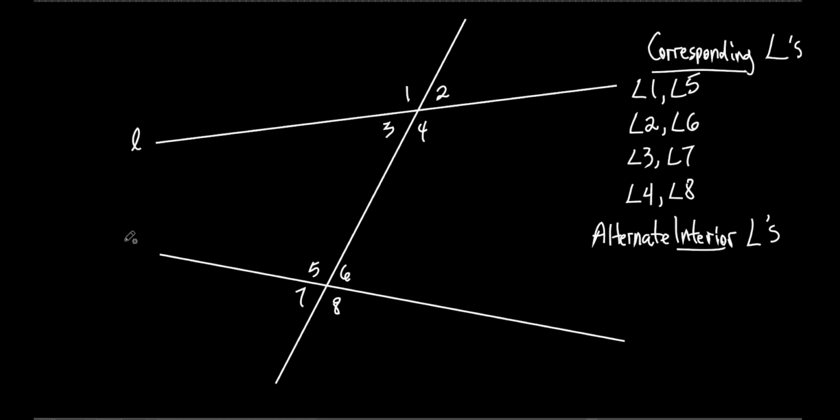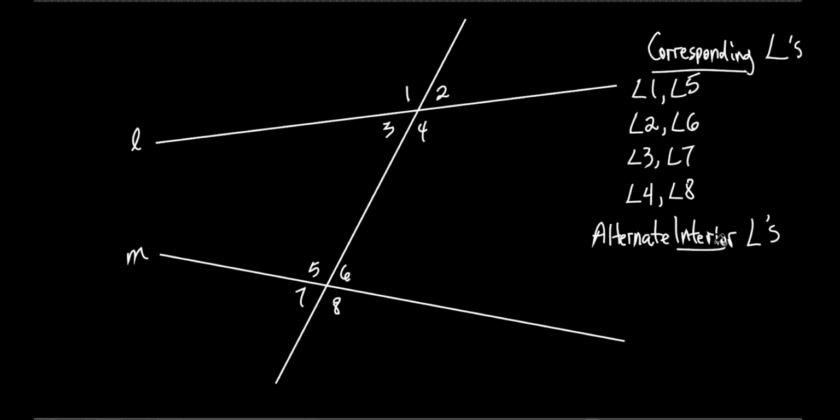Let's name the lines. Call it L and M. So what angles are in between line L and line M? Very good. 3, 4, 5, and 6. They're all interior. Everybody see that? So what would you call 1, 2, 7, and 8 then? The exterior. Good. And we're going to have two things.